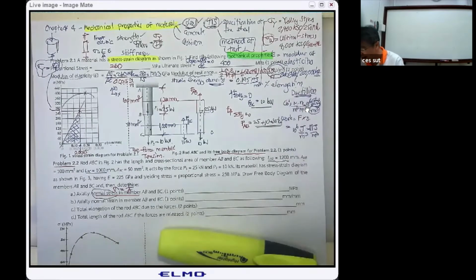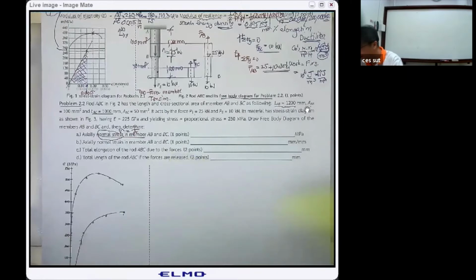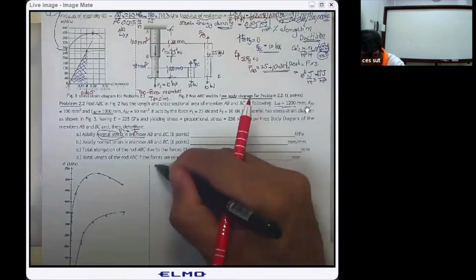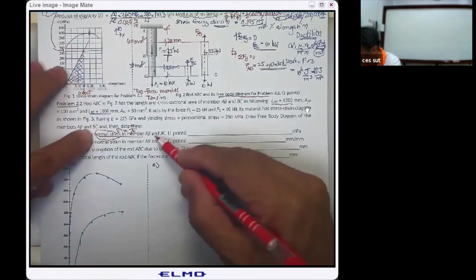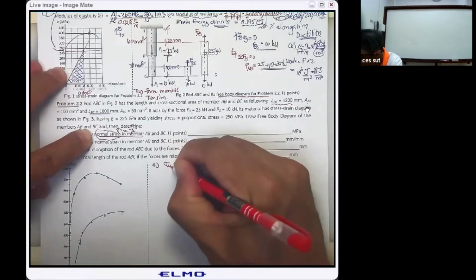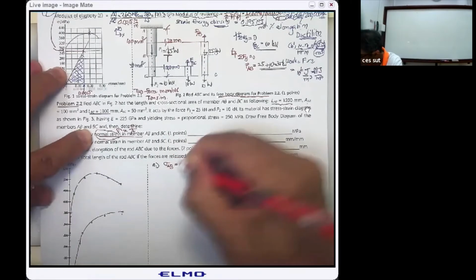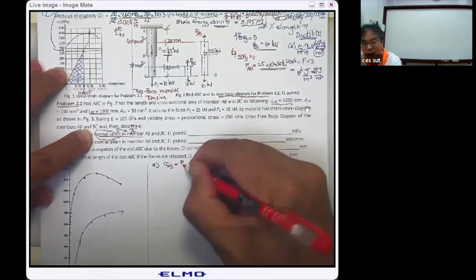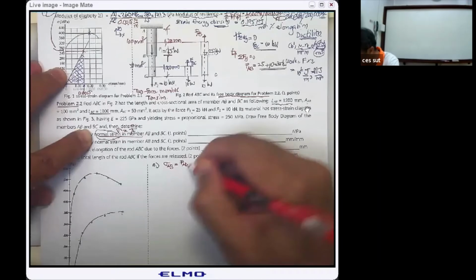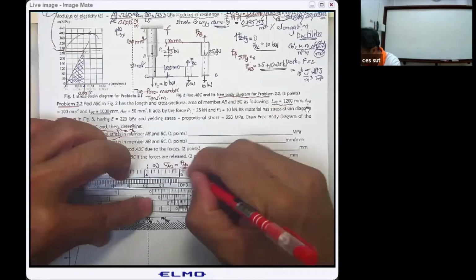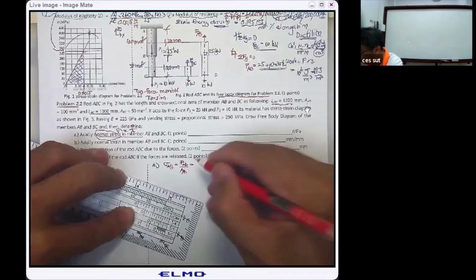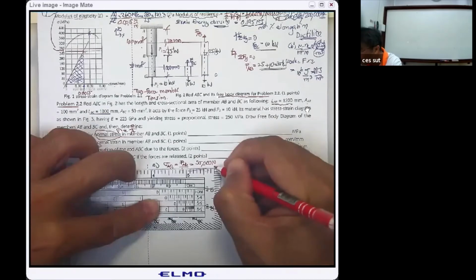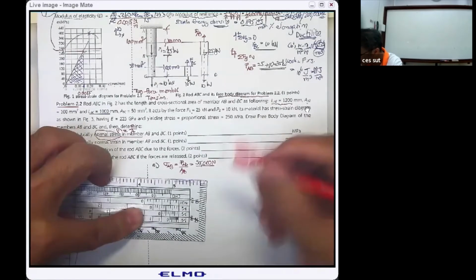Okay, now we are ready for the A. We just move a little bit here and then take the A. For the A, we are looking for the normal stress for the member AB. The sigma sub AB, the normal stress, is going to be F sub AB divided by the area A sub AB. What we have here is going to be 35,000 Newton, divided by the 100 square millimeter.